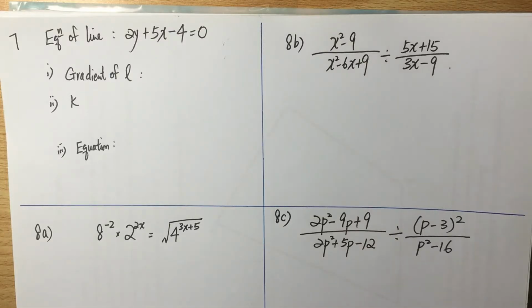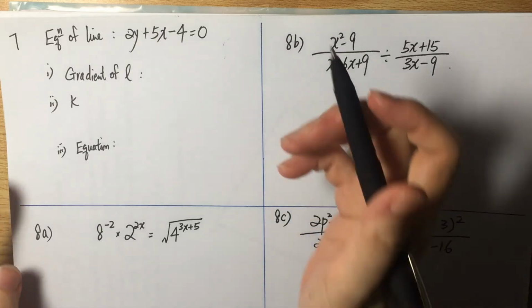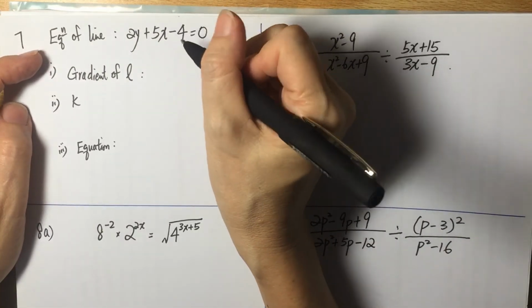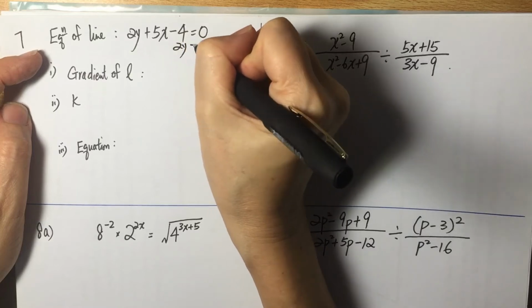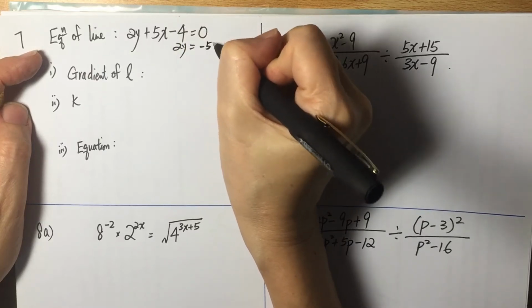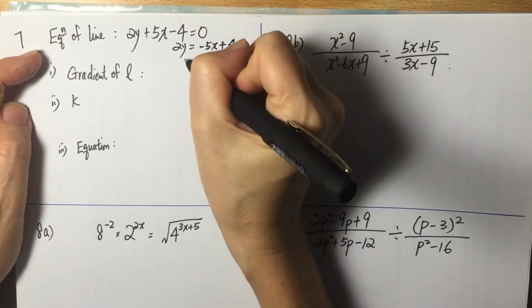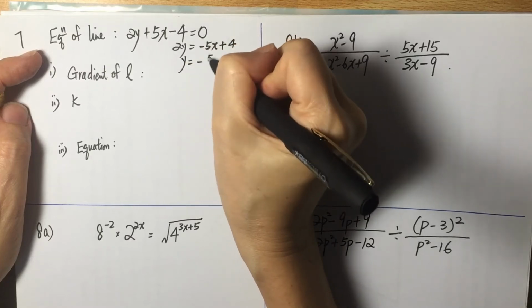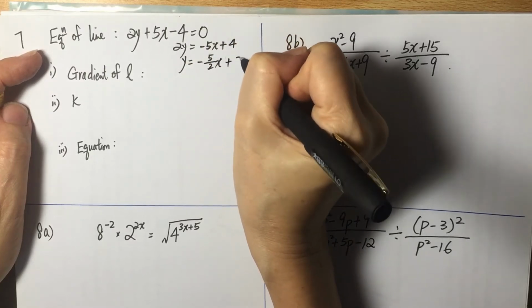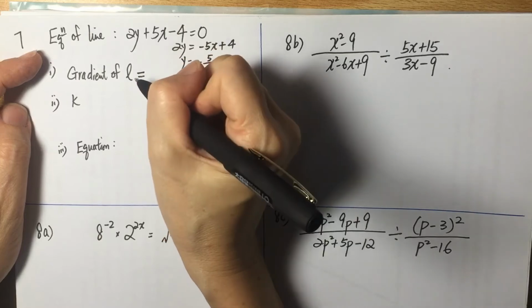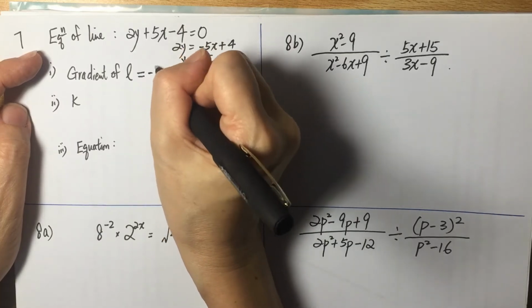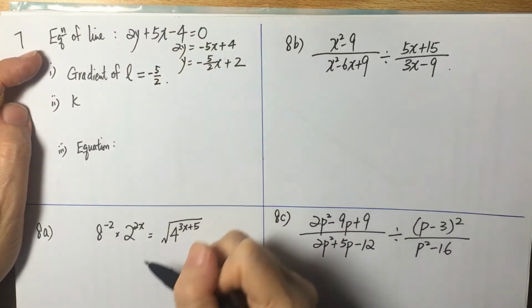Question 7, the equation of a straight line L is given to be 2y plus 5x minus 4 equals to 0. What is the gradient of this line? So we rewrite the equation: 2y equals negative 5x plus 4. So y will be negative 5 over 2 x plus 2. So the gradient of L is actually negative 5 over 2.